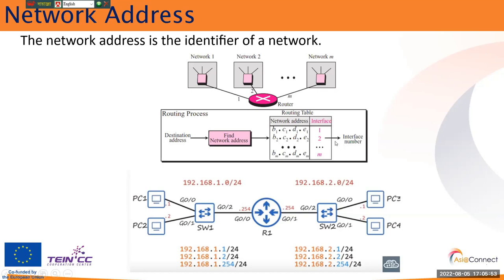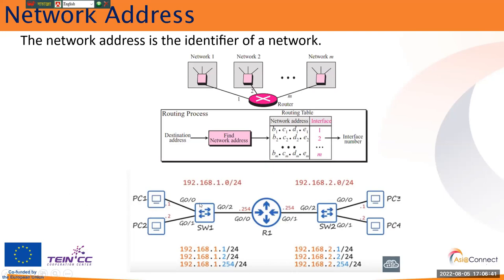And for the interface number, we have assigned a gigabit interface or Ethernet interface like this. Here is one single router connected with two local area networks. This local area network is using the network 192.168.1.0/24. Here the PC1 IP address should be .1, PC2 .2, and .254 is this router interface. On the other hand, this is another network, 192.168.2.0, and PC3 has IP address 2.1 and PC4 2.2, and the router interface is 2.254.